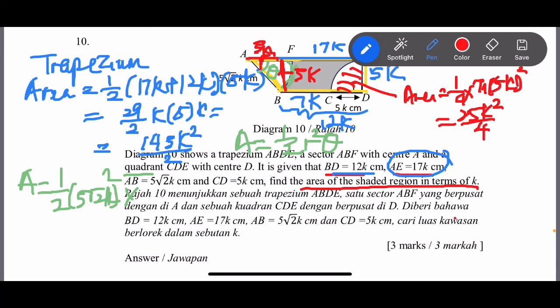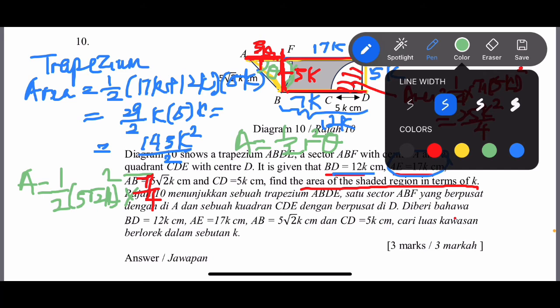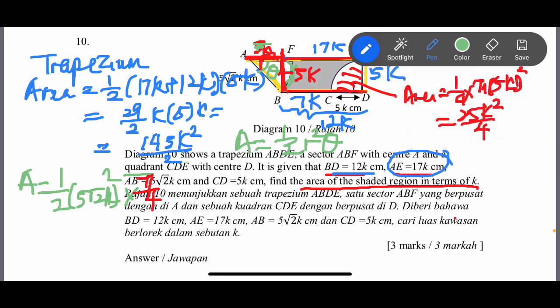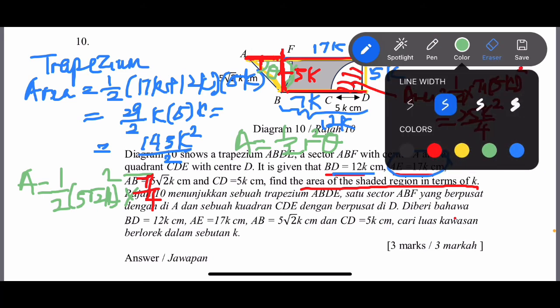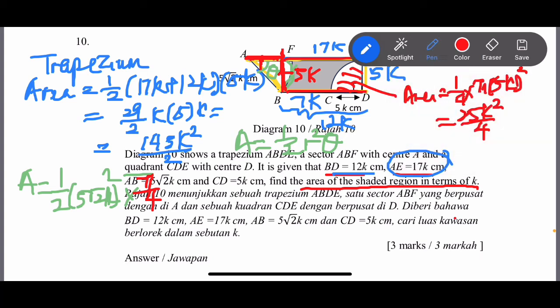The lengths are equal, 5k and 5k. How I get 5k is 17k minus 12k, right? It's 5k, isosceles, so it's 45 degrees. 45 degrees converted to radians is pi over 4. So hence you can simplify the sector. For sector number 2, it is 1 over 2 times (5√2)² times pi over 4.